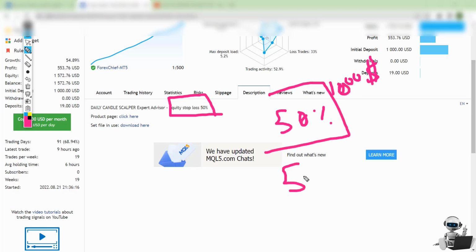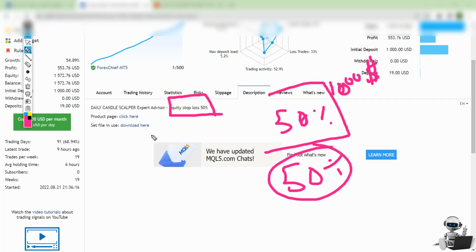So one thing I noticed is that it says the daily candle scalper has an equity stop loss at 50%. This is kind of important, since you are putting in at least, for example, $1,000, you want to make sure whenever this EA hits the big stop loss, it will protect 50% of your capital.